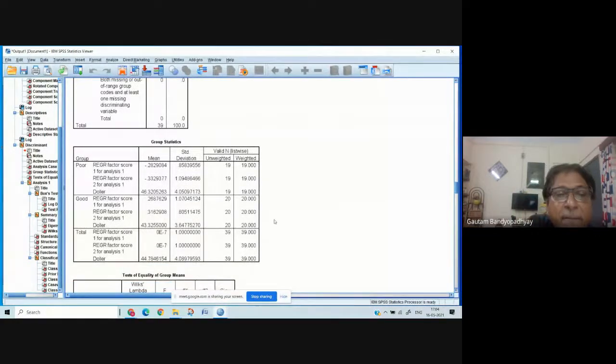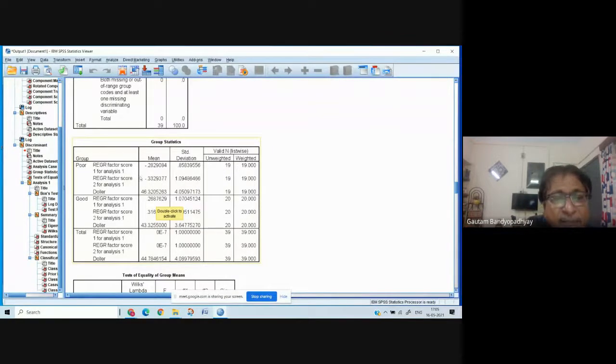Here for the poor group, this is the mean. Here for the good group, this is the mean. What is the change of the mean? Minus here, plus there, a huge difference. So the mean will be different. Okay, and the standard deviation is more or less the same.